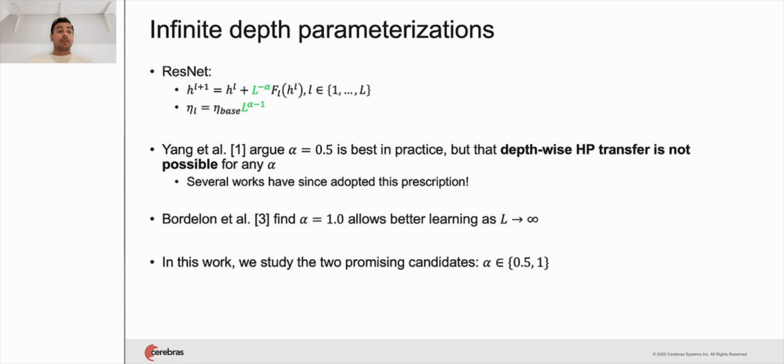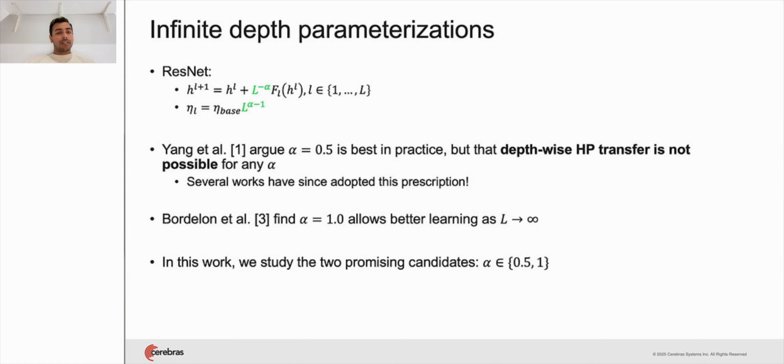There have been a few proposals for infinite depth parameterizations for ResNets. First, consider the form of the ResNet in this equation: h_{L+1} = h_L + f_L. But we have these green terms, L^(-alpha) for the forward pass, and then L^(alpha-1) to multiply the learning rate. These green terms are what can implement an infinite depth parameterization. But we need to set the value of alpha.